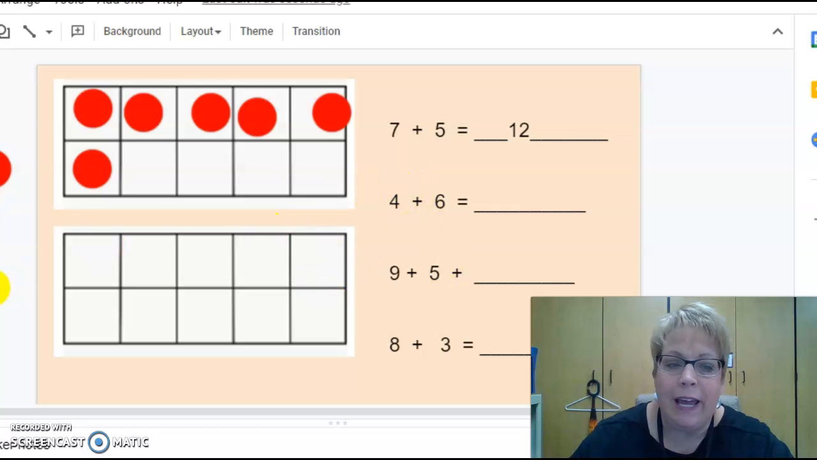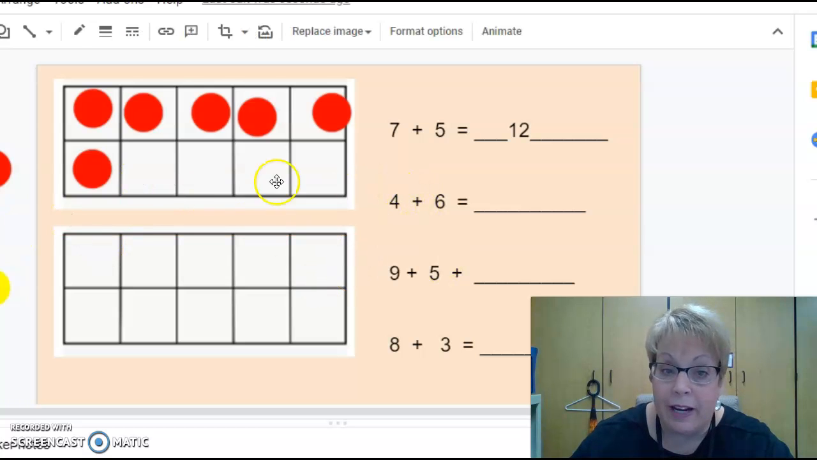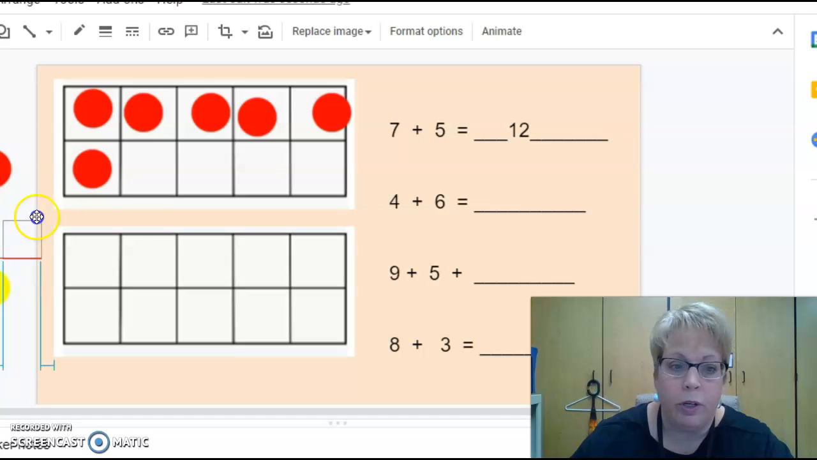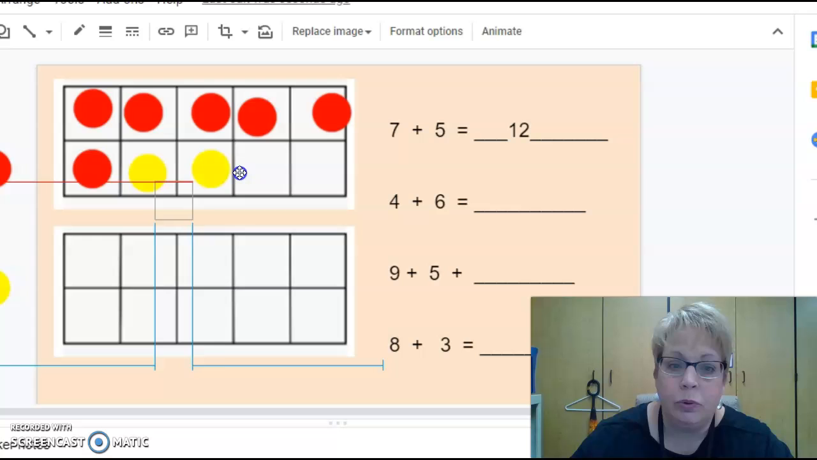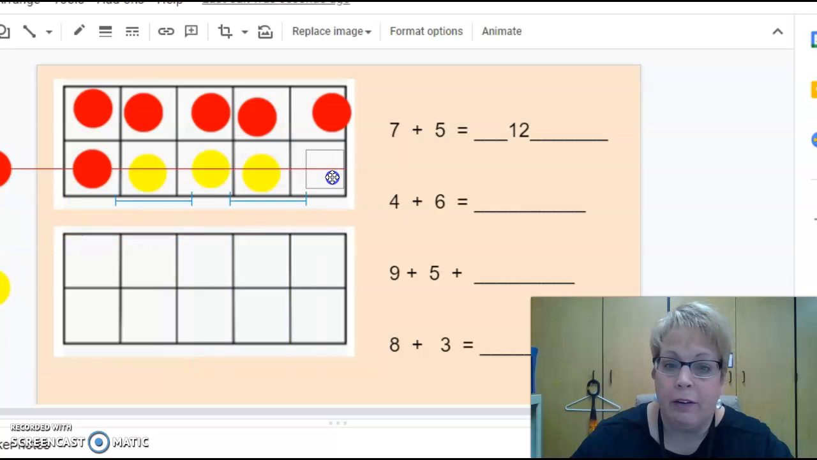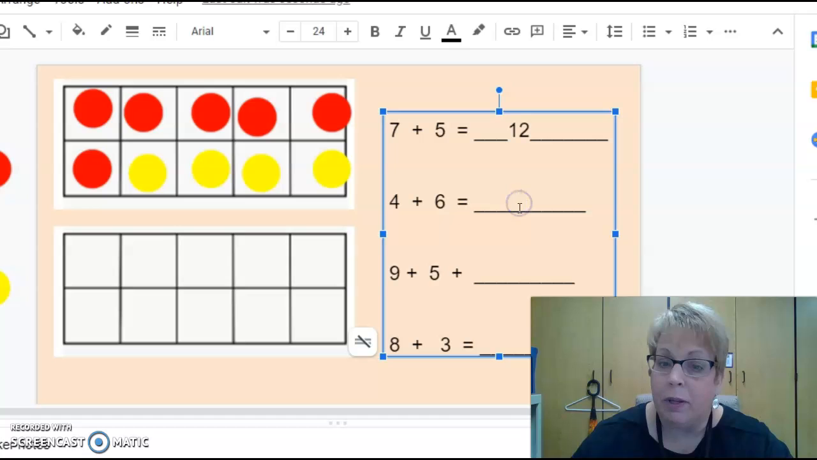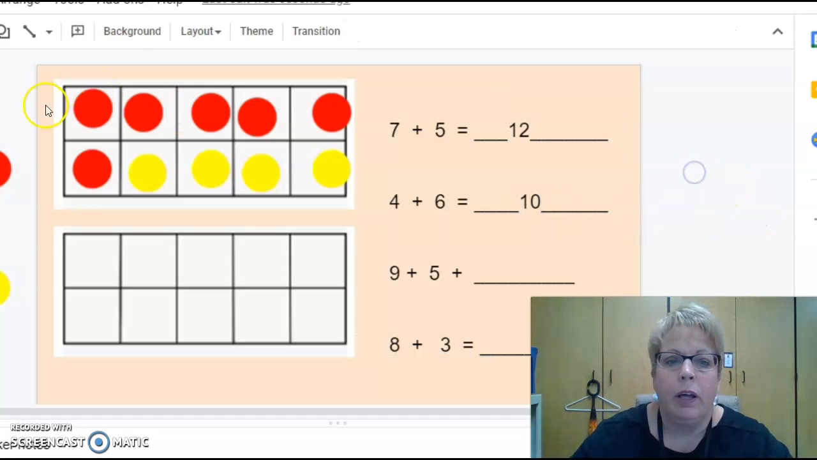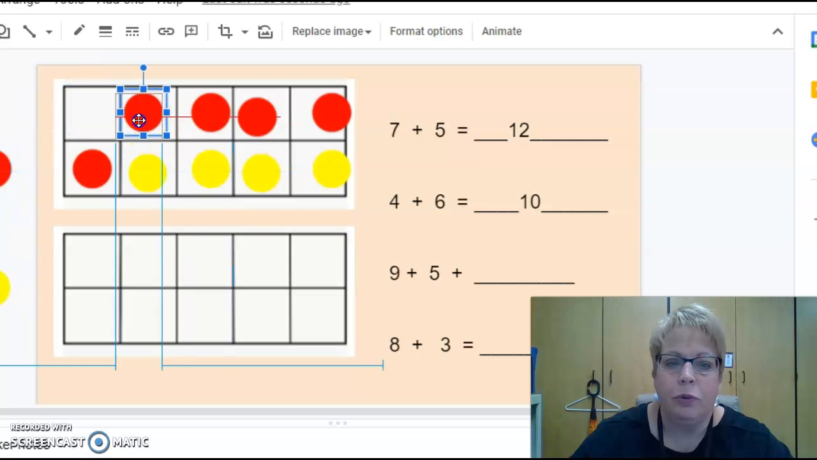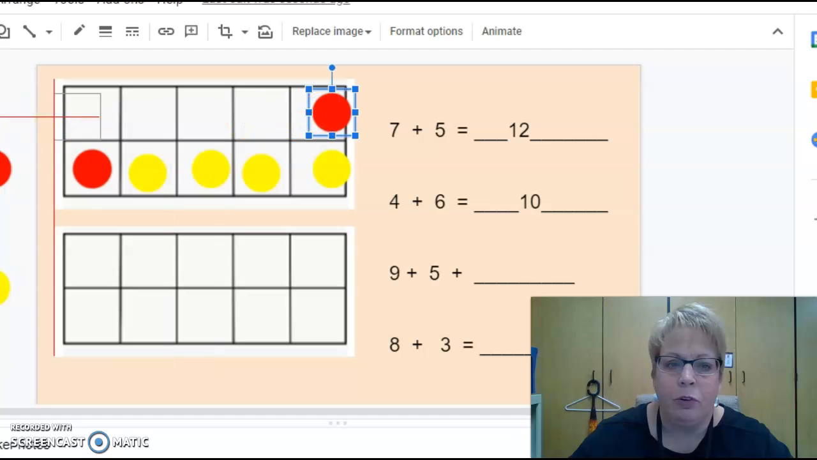And now I need to add on 4. Oh, and I see that I have 4 spots left right there. 1, 2, 3, and 4. So when I do that, it's very easy for me to see 4 plus 6. Oh, it fills up the entire 10 frame. My answer is 10.